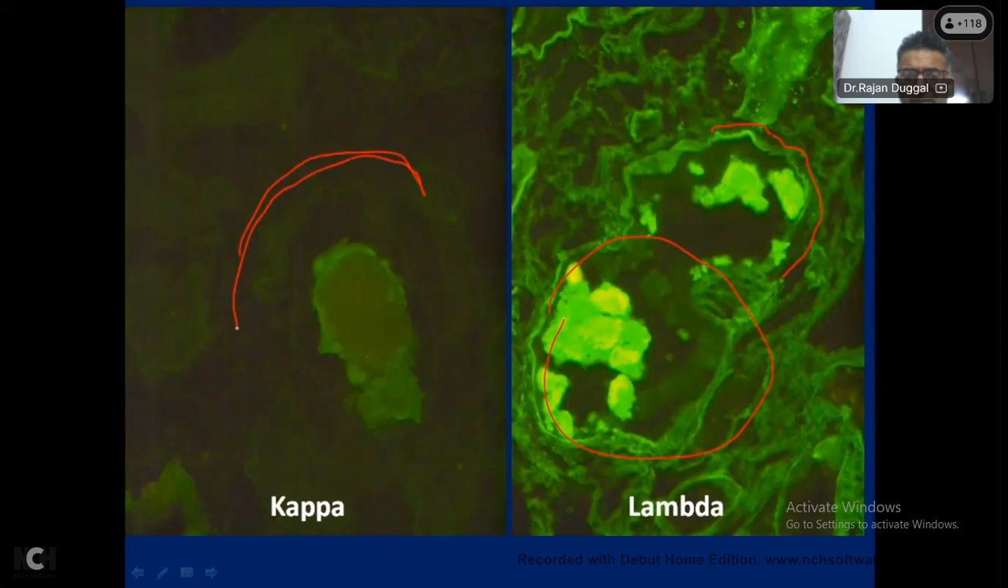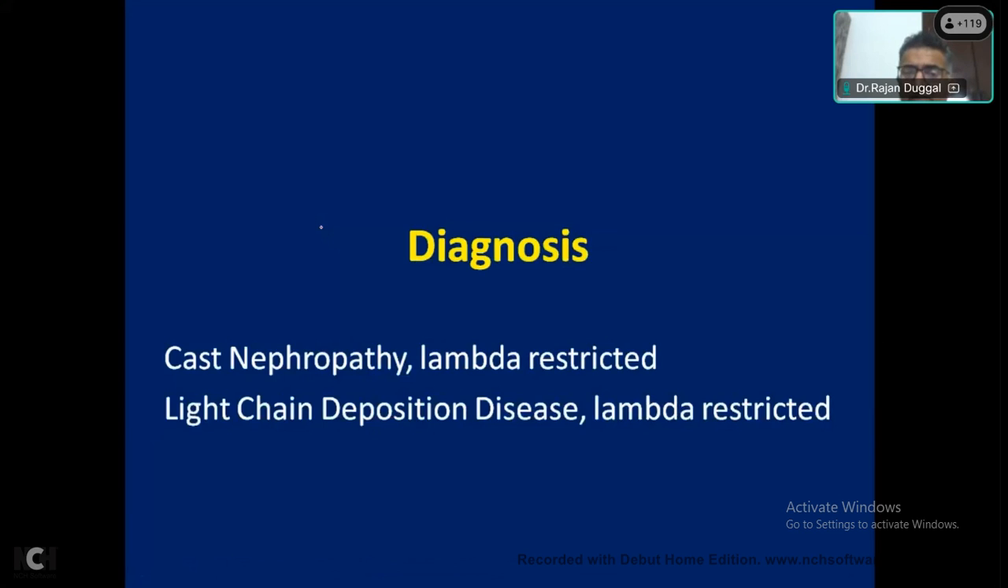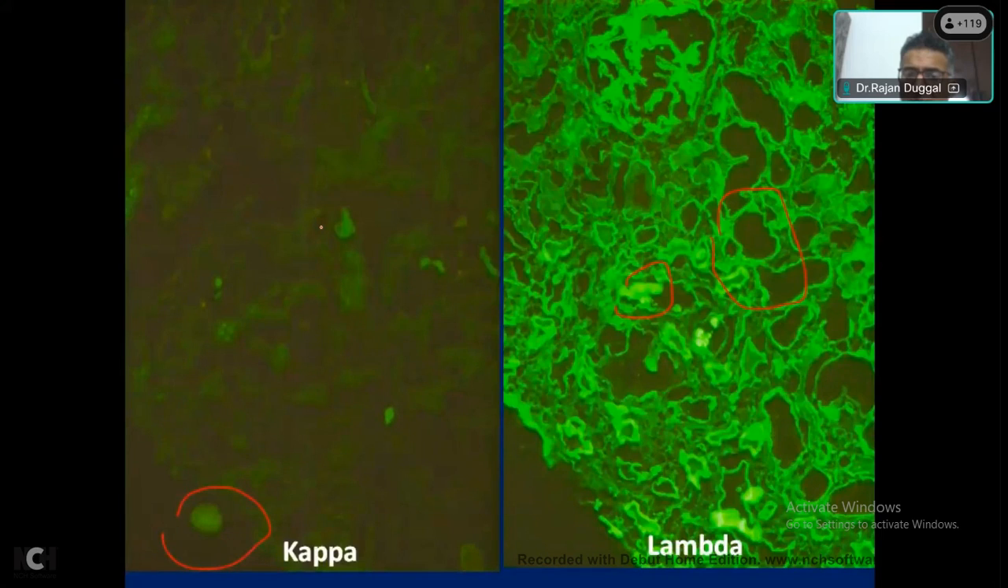This is another view to highlight that these tubular casts are showing 3+ staining, and the tubular basement membrane is also showing 3+ staining, and it is not staining with kappa. So that suggests there is light chain restriction, and it is a cast nephropathy because the casts are showing fragmented cast with inflammatory reaction, and the tubular basement membrane is showing a linear staining with lambda and no staining with kappa.